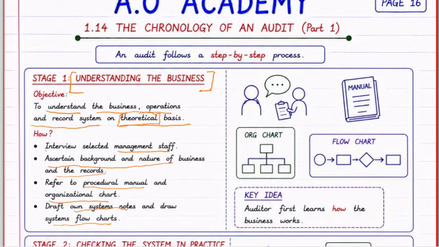So this is just to ask questions. How do you people receive the payment, how do you record sales, who is in charge of this, who is in charge of that? Ask questions, and also check the procedural manual and organizational charts. Then draft your own system notes and the flow chart of how the business works based on the information that you were given.